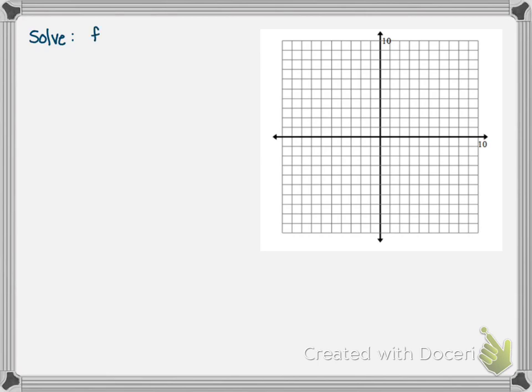So let's do f of x equals 2x minus 4 and g of x equals 2x plus 1. So remember that the y coordinate is just the output of the function, right? So this is really exactly the same as the system y equals 2x minus 4 and y equals 2x plus 1. So we'll graph exactly the same way. Both of these are in slope-intercept form.